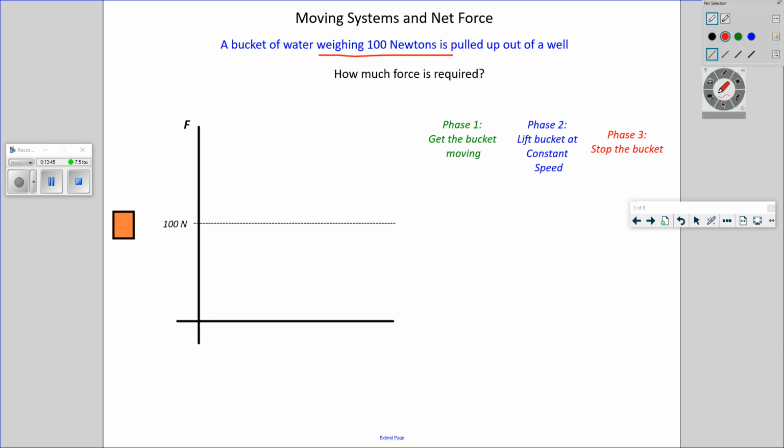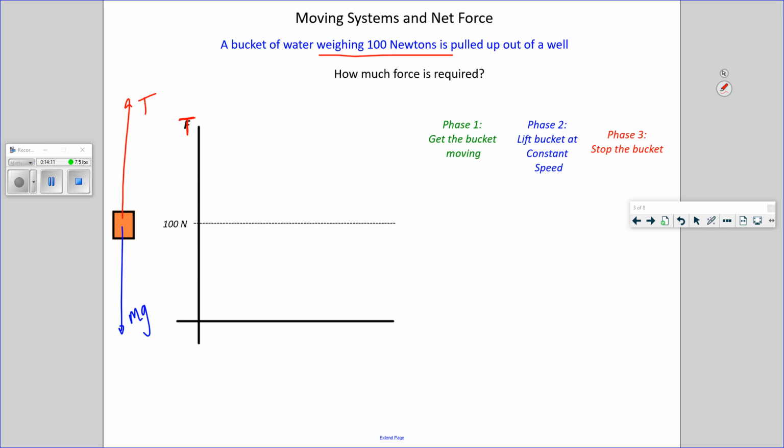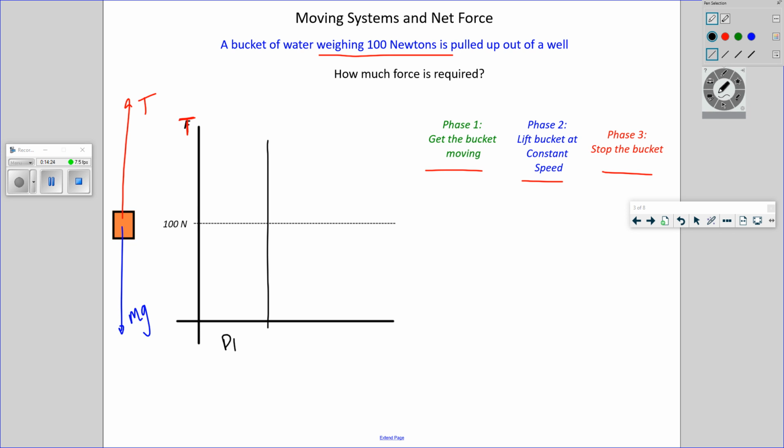Okay, at any instant, if this is our bucket, we've got the weight of the bucket. And then we've got some tension force applied by the person pulling on the rope. The rope is a means by which that force is conveyed, I suppose. So this force, I guess we're really calling this the tension force. Let's plot the tension force. All right, how much force is required in each of these phases? We've got a phase one, a phase two, and a phase three. So this is over time what has to happen.